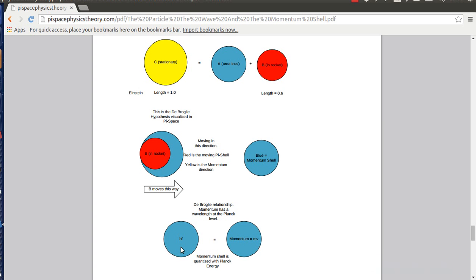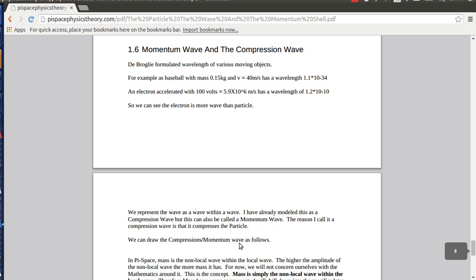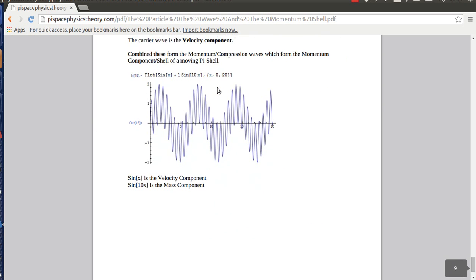The hf is the quantized space that the waves live in, so hf is equal to mv, so you can solve for the wavelength. Now, in terms of what the wavelengths look like, it's been shown through various experiments that you can calculate, for example, that a baseball has a wavelength of 1.1 by 10 to the minus 34 meters if it weighs 0.15 kilos and has 40 meters per second of velocity, and so on. But how does it look in PySpace? How do you visualize it?